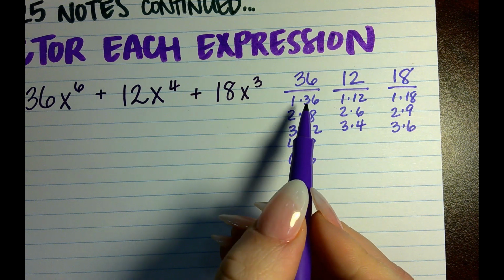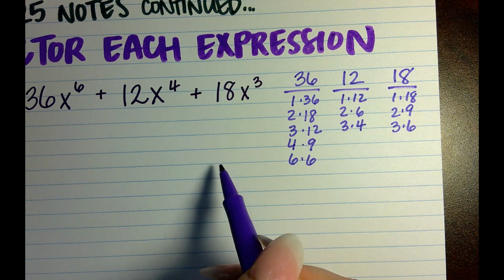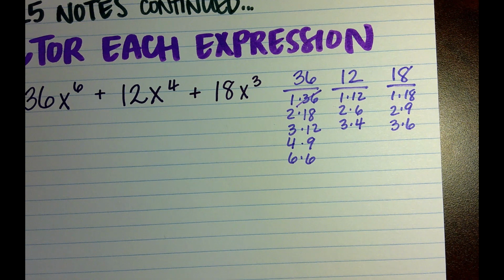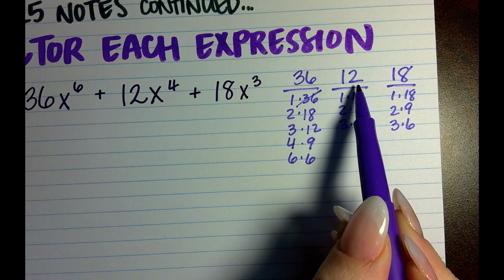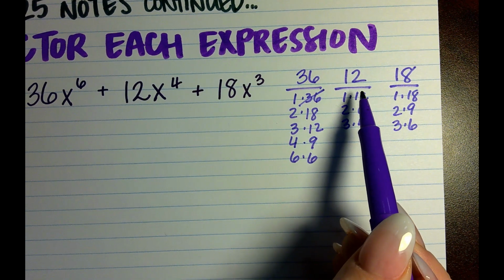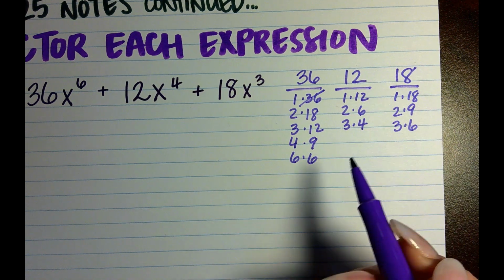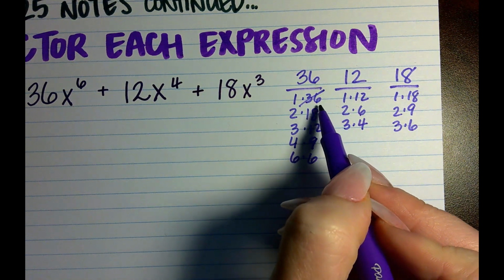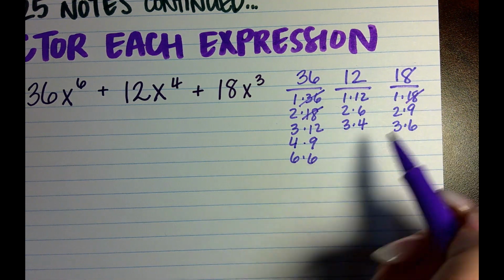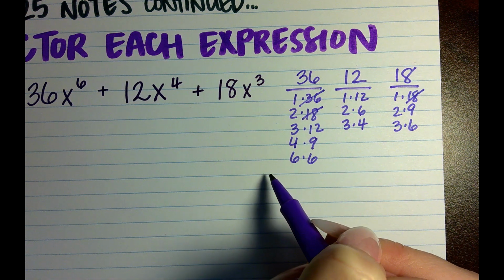I know 36 is my biggest number, but that is too big. It's bigger than 12 and 18, so I know it's not going to be a factor of those. So let's just get rid of 36. My smallest number here is 12, right? So I know my greatest common factor cannot be any bigger than 12. So any of the numbers bigger than 12, we know we're not going to use. I'm not going to use 18 because 18 doesn't go into 12.